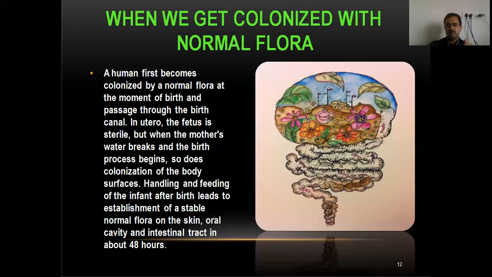When do we get colonized with normal flora? A human is first colonized with the normal flora at the moment of birth and passage through the birth canal. In utero, the fetus is sterile, but when the mother's water breaks and the birth process begins, so does colonization of the body surface. Handling and feeding of the infant after birth leads to establishment of stable normal flora of the skin, oral cavity, and intestinal tract within 48 hours. So once we come out of the mother's womb, within 48 hours every colonization site has been colonized with the help of these normal flora of the human body.